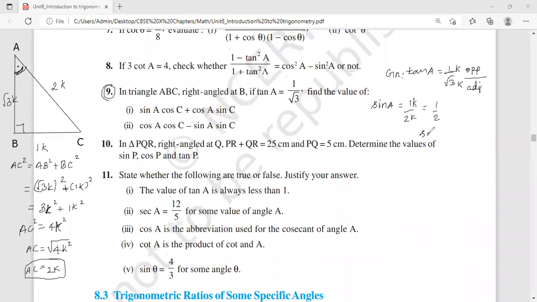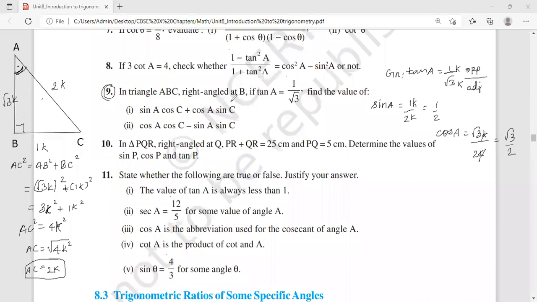Similarly, cos A, because we are taking the angle A as reference. The formula for cos is adjacent by hypotenuse. The adjacent side is root 3k, and the hypotenuse, which is opposite to the right angle, is 2k. So for the angle A, the adjacent side is root 3k and the hypotenuse is 2k. Again, k and k will get cancelled. You will get root 3 by 2.